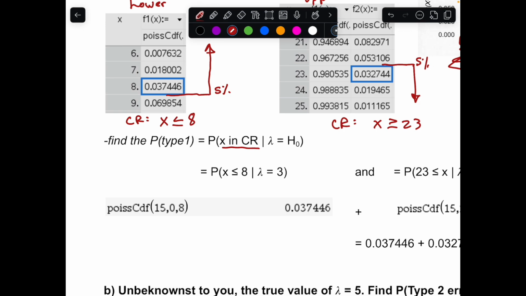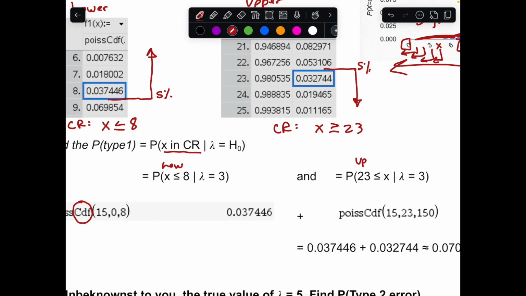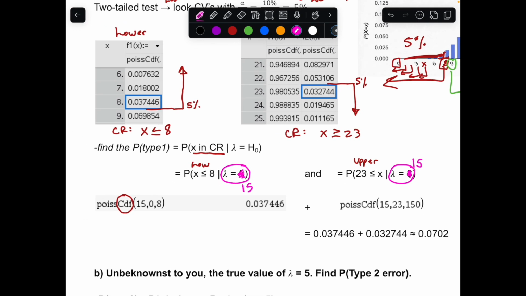Well, there are 2 critical regions, so I need to do 2 different Poisson CDFs, one looking at the lower critical region and one looking at the upper critical region, both under the condition that your null hypothesis is true. Oh, that is actually a typo. It should say 15. Both of those should say 15.